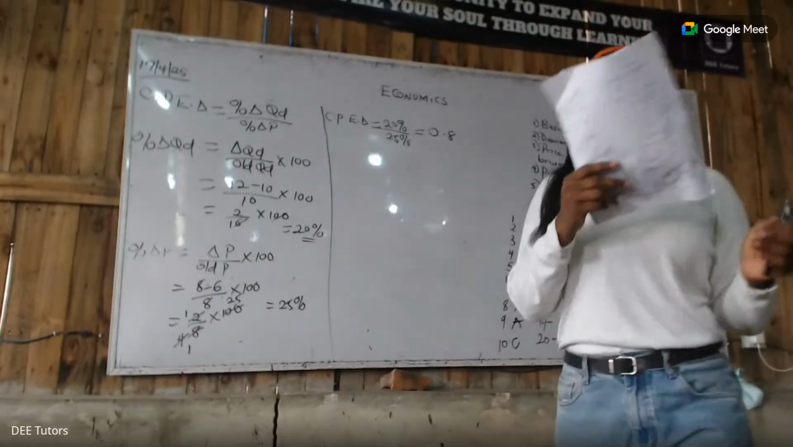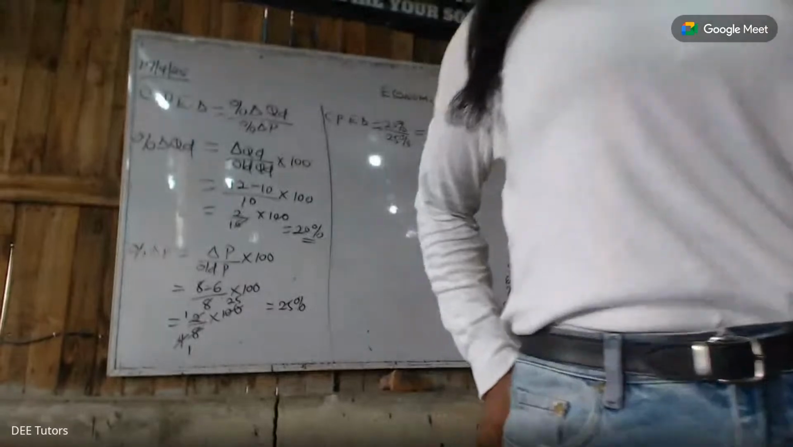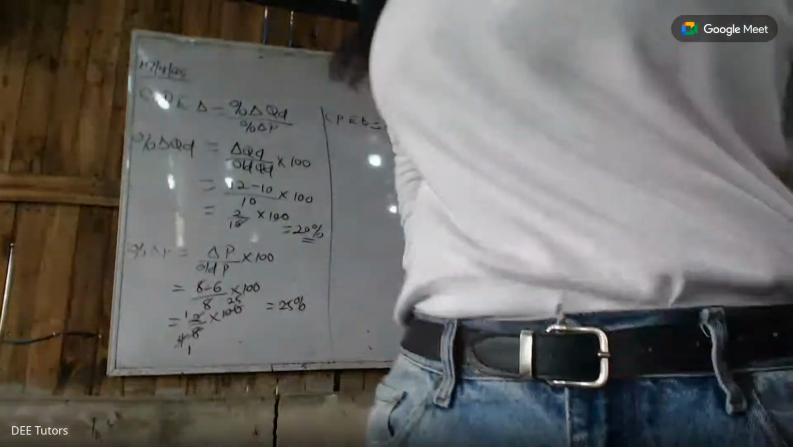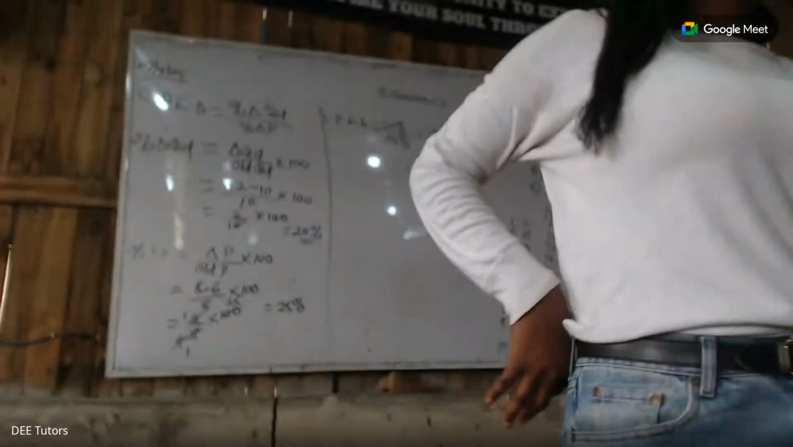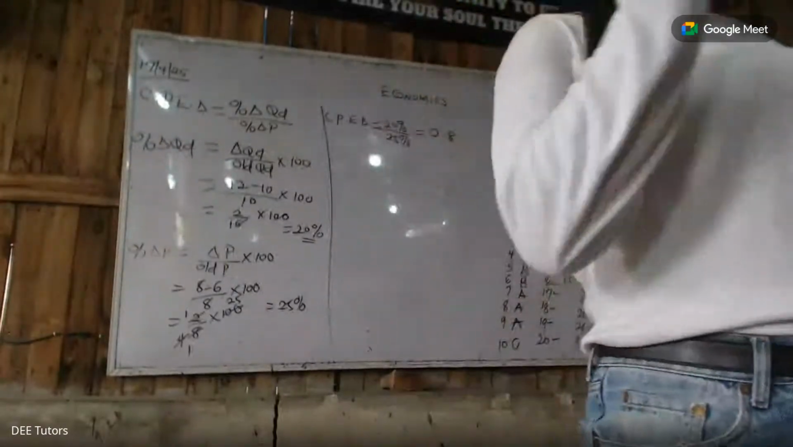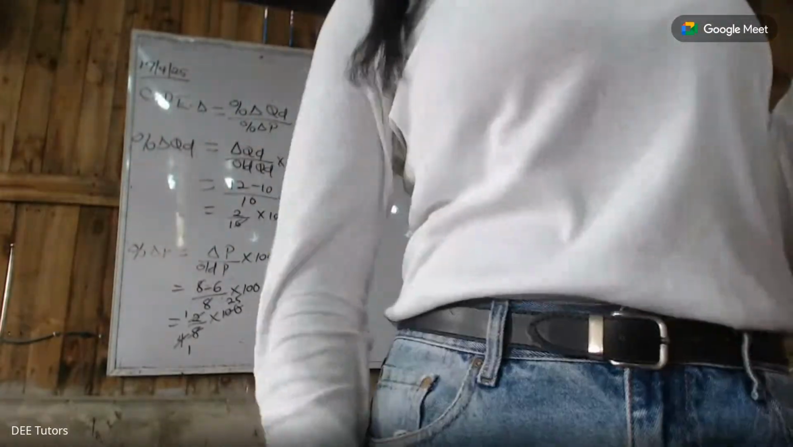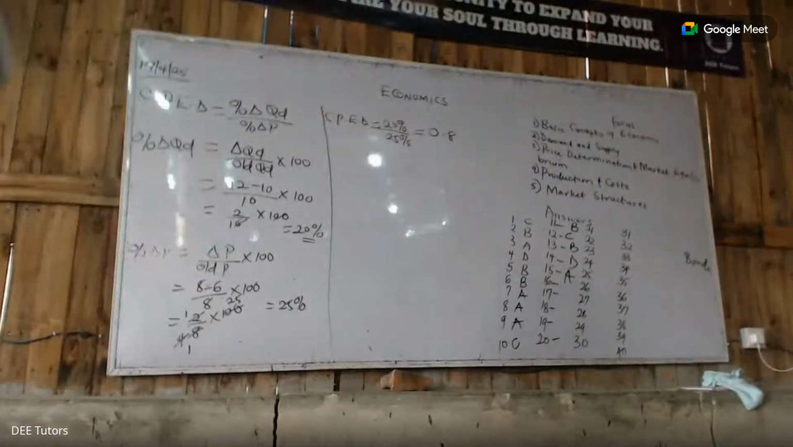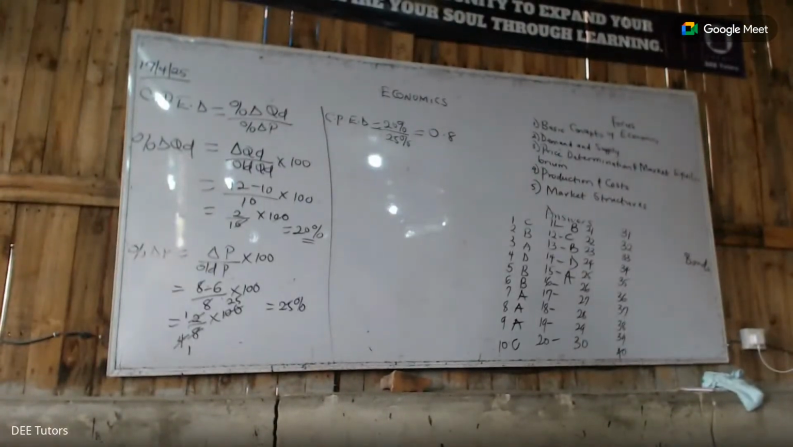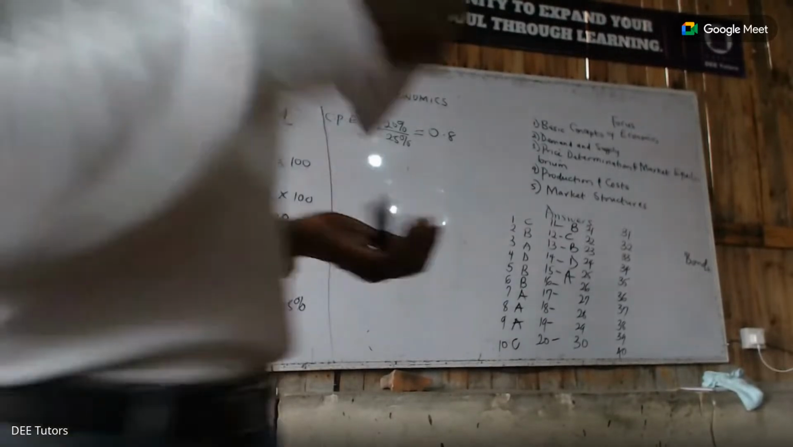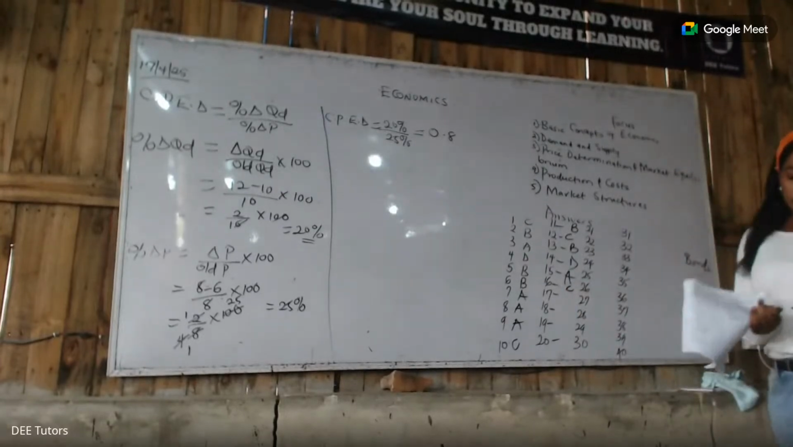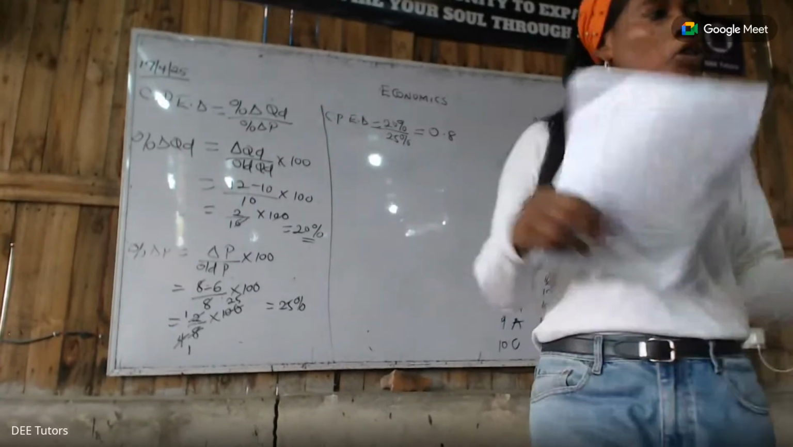Number 16. The factor of production that has the highest degree of mobility is labor. Labor is mobile. You can move from one geographical area to another. You can choose to leave the job now and go to another one.